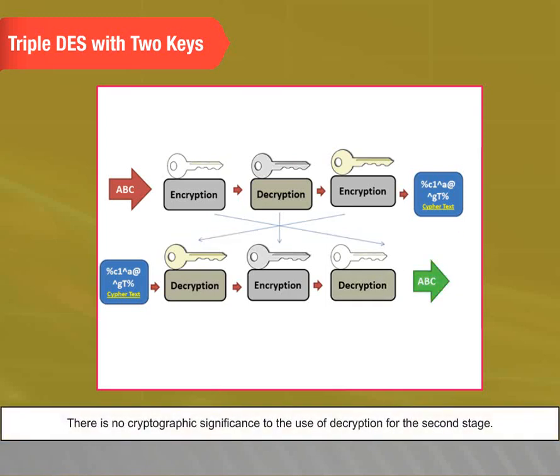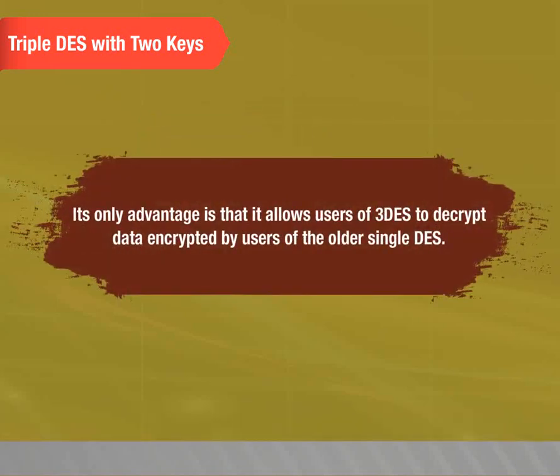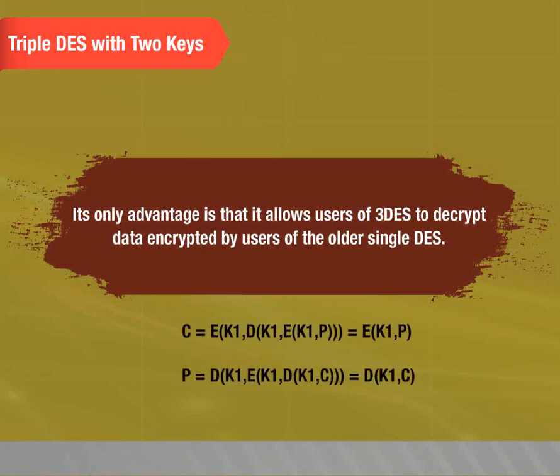There is no cryptographic significance to the use of decryption for the second stage. Its only advantage is that it allows users of triple DES to decrypt data encrypted by users of the older single DES. C = E(K1, D(K1, E(K1, P))) = E(K1, P). P = D(K1, E(K1, D(K1, C))) = D(K1, C).